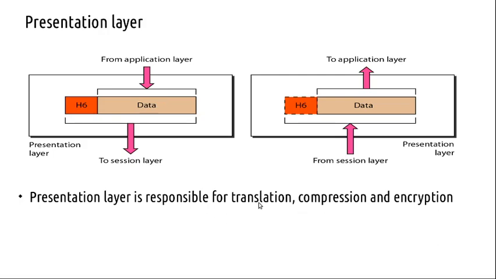Then translation. You have different data representation formats like EBCDIC, ASCII, all those things. So translation from one form of representation to the other is the task of the presentation layer, translation from one format to another. Then compression of data and decompression at the other side, and encryption and decryption. All those tasks are assigned to the presentation layer.